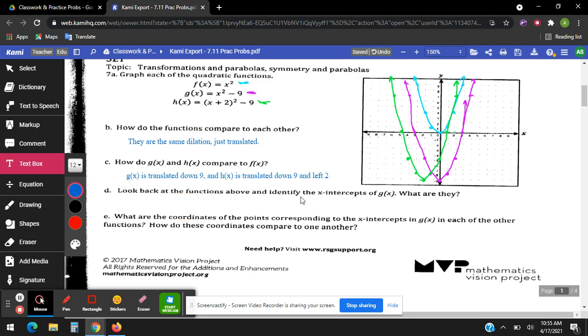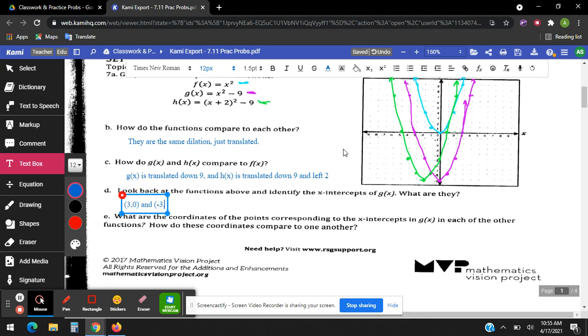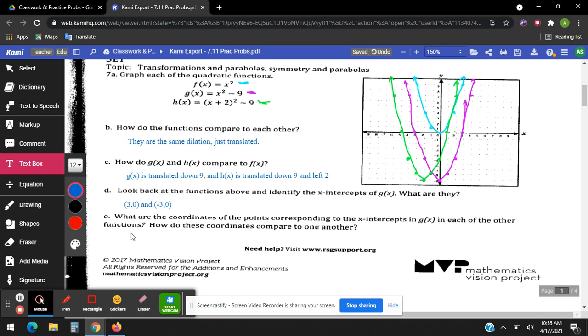Look back at the functions above and identify the x-intercepts of g of x. So the x-intercepts of g of x were 3 and negative 3. So 3 comma 0 and negative 3 comma 0. What are the coordinates of the points corresponding to the x-intercepts of g of x in each of the other functions? How do they compare to one another?